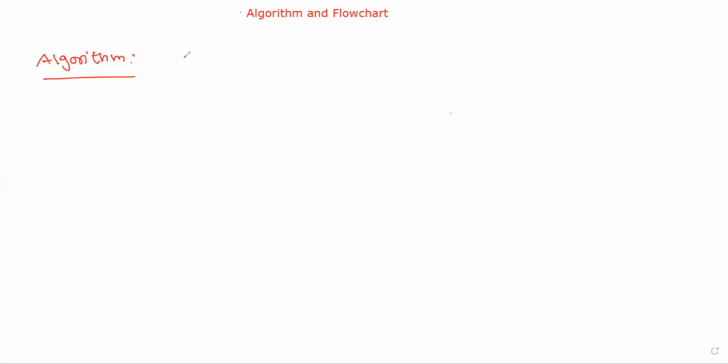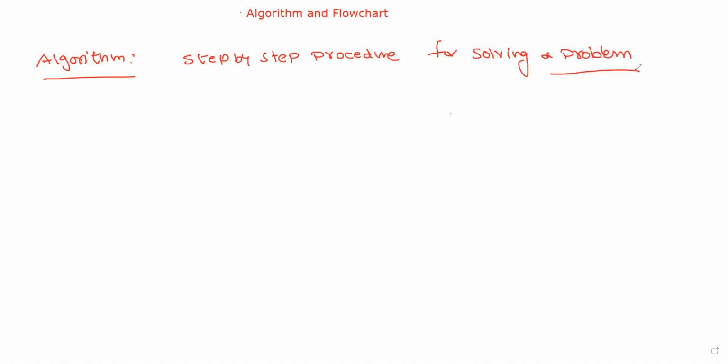What do you mean by an algorithm? Simply a step-by-step procedure for solving a problem. Here the problem in the sense it is a normal problem or a scientific problem or engineering problem. For example, if you are doing programming, the problem is an engineering problem. If you want to construct a house, for construction of a house also we require some step-by-step procedure. That step-by-step procedure for solving the problem is called an algorithm.